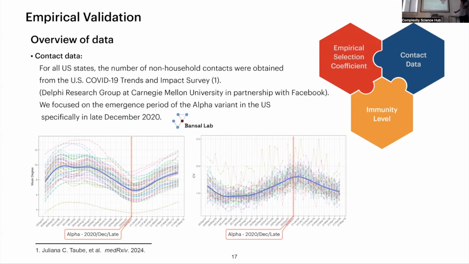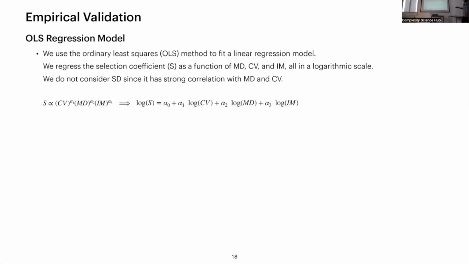So this is the time series of mean degree for each state. Each line is a specific state, and the blue line is the average over the whole country. Okay, this is our model. We use a regression model to regress selection coefficient as a function of CV, MD, and immunity. So what we want to see, in a logarithmic scale, is the sign or the value of this coefficient, to see what the dependency is between CV, MD, and immunity with respect to selection coefficient.